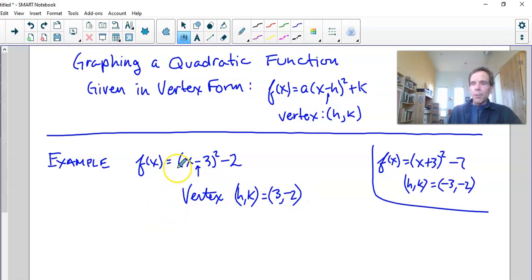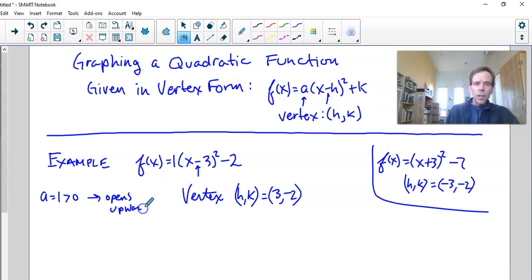Now, it's a parabola, right? And we know those are those U-shaped things. Does it open up or down? This number in front of the parentheses is what determines whether it opens up or down. If that a is positive, it opens up. If it's negative, it opens down. Well, I don't see a number in front of our parentheses, but we could say there's a 1 there, right? So here a is 1, and that's greater than 0. It's positive. So the graph opens upward.